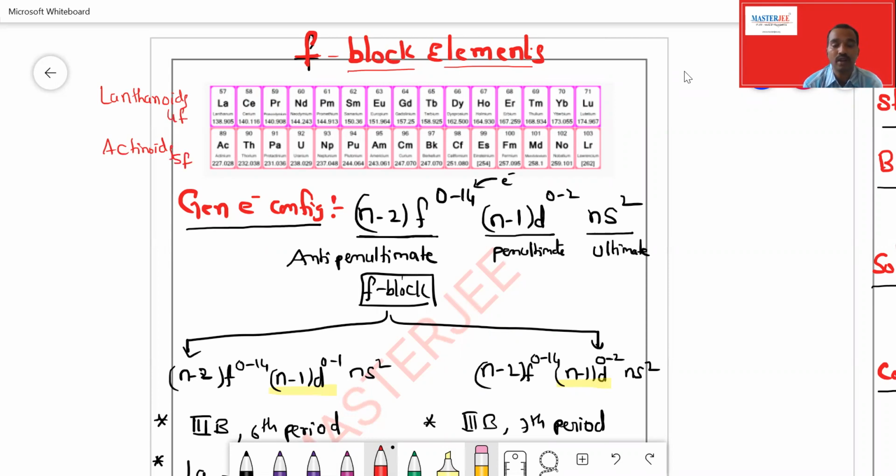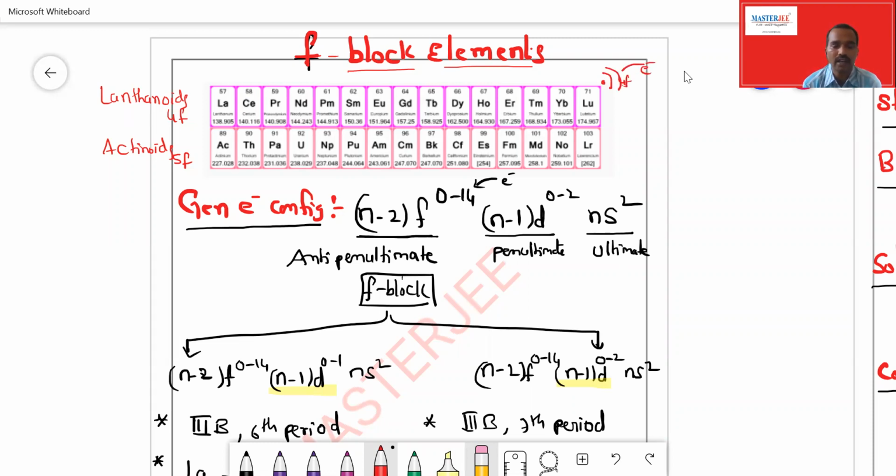Lanthanoids start from lanthanum to lutetium: lanthanum, cerium, praseodymium, neodymium, promethium, samarium, europium, gadolinium, terbium, dysprosium, holmium, erbium, thulium, ytterbium, lutetium. From 57 to 71, these are all called lanthanoids. These are kept in the 4F series. Why? Because here the differentiating electron enters the 4F level. That's why it is called the 4F series.